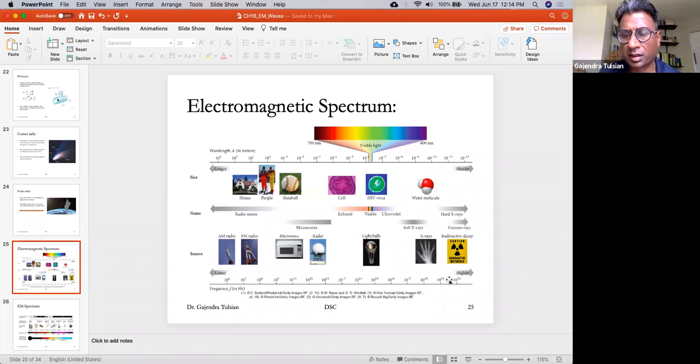X-rays are that, and here are gamma rays, and in principle, there's no limit. You can have as high a frequency as you want.